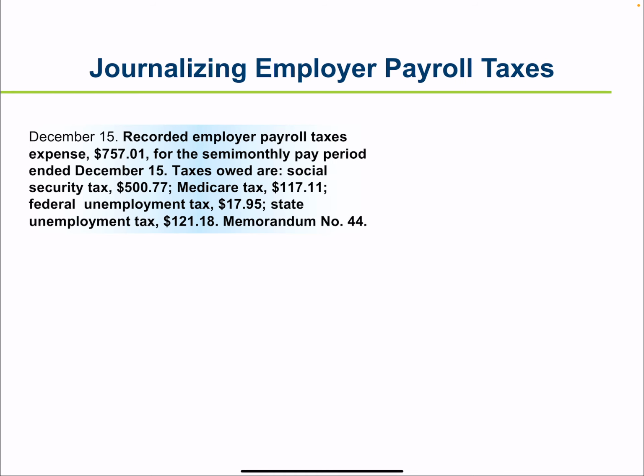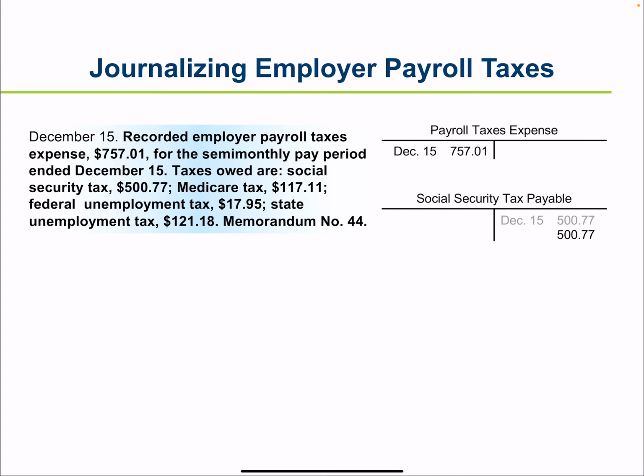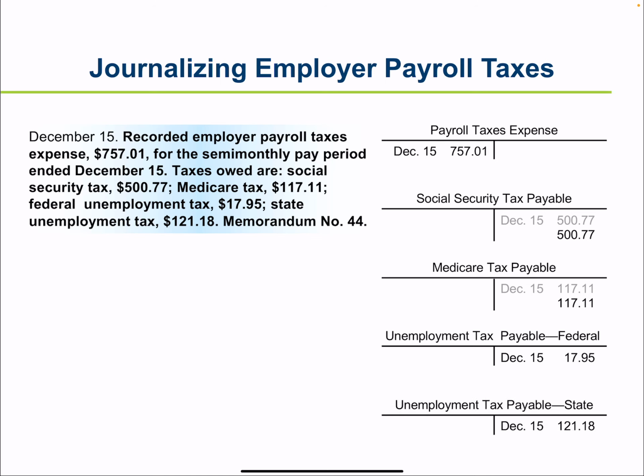We go to our journal entry, record the employer payroll tax expense, $757.01 for the semi-monthly pay period ended December 15th. Taxes owed are Social Security, Medicare, federal unemployment, and state unemployment. So the total amount of your payroll taxes is an expense. We're going to debit it. We will credit all of our taxes. Remember, they are liabilities, and we will be paying that amount to the government.